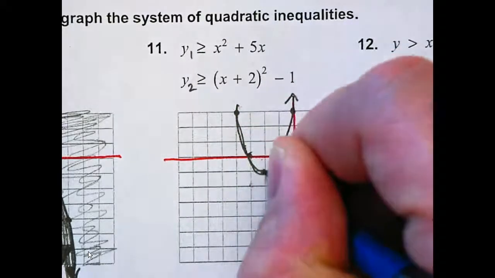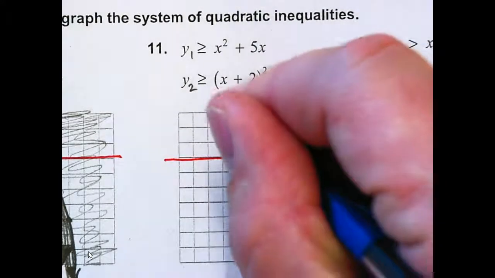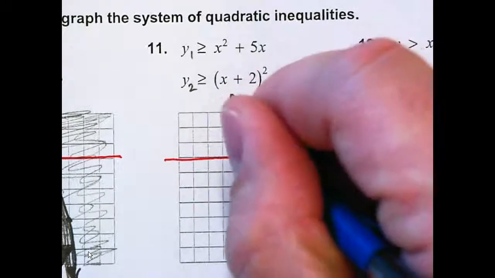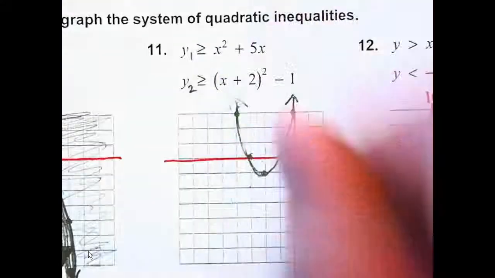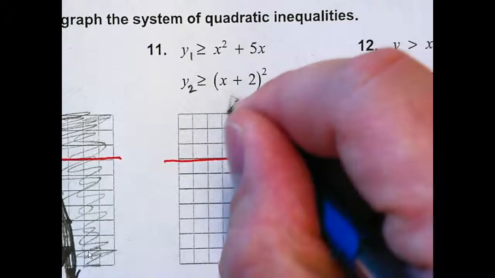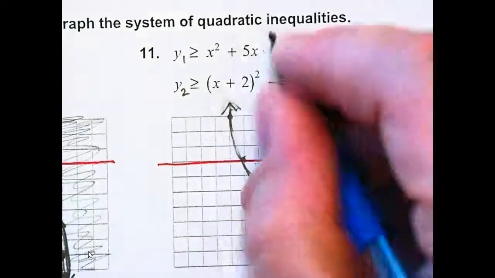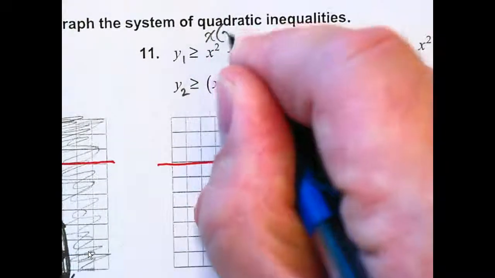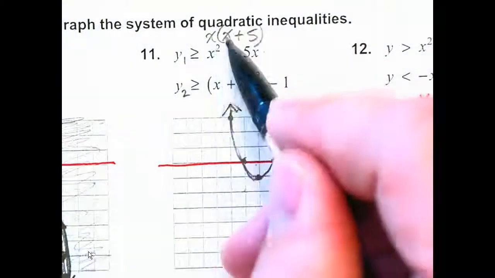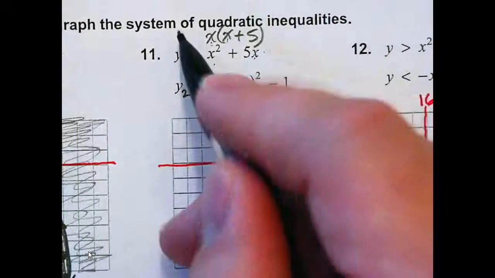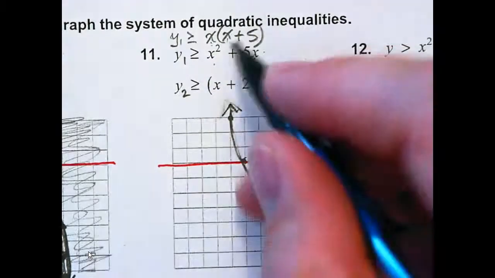The right side of my parabola looked okay. Okay, there's our y sub 2. Y sub 1, I'm going to factor that. So you pull out an x. X times x is x squared. X times 5 is 5x. How is that helpful? Well, I know my zeros now are at 0 and 5.